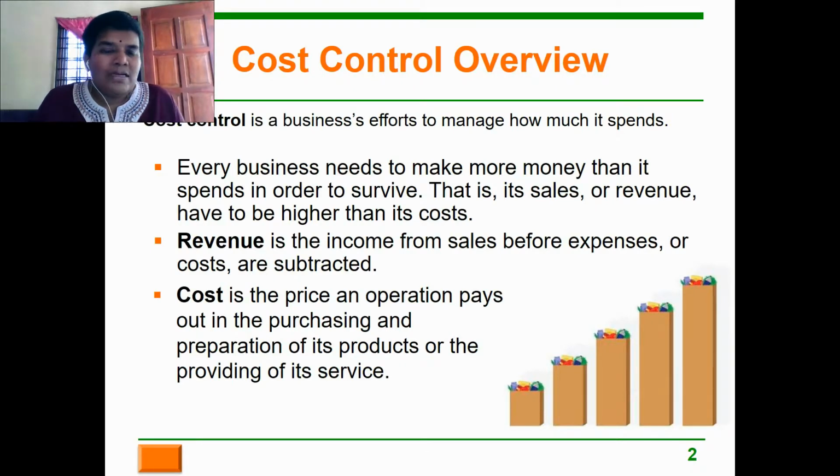So what is revenue? Revenue is the income from sales before expenses or costs are subtracted. Cost here is the price an operation pays out in the purchasing and preparation of its product or the providing of its service. So how much you spend for the operation process. In cost, we have labor cost, utility cost, fixed cost and variable cost, rental. All those elements will be under the category of cost.